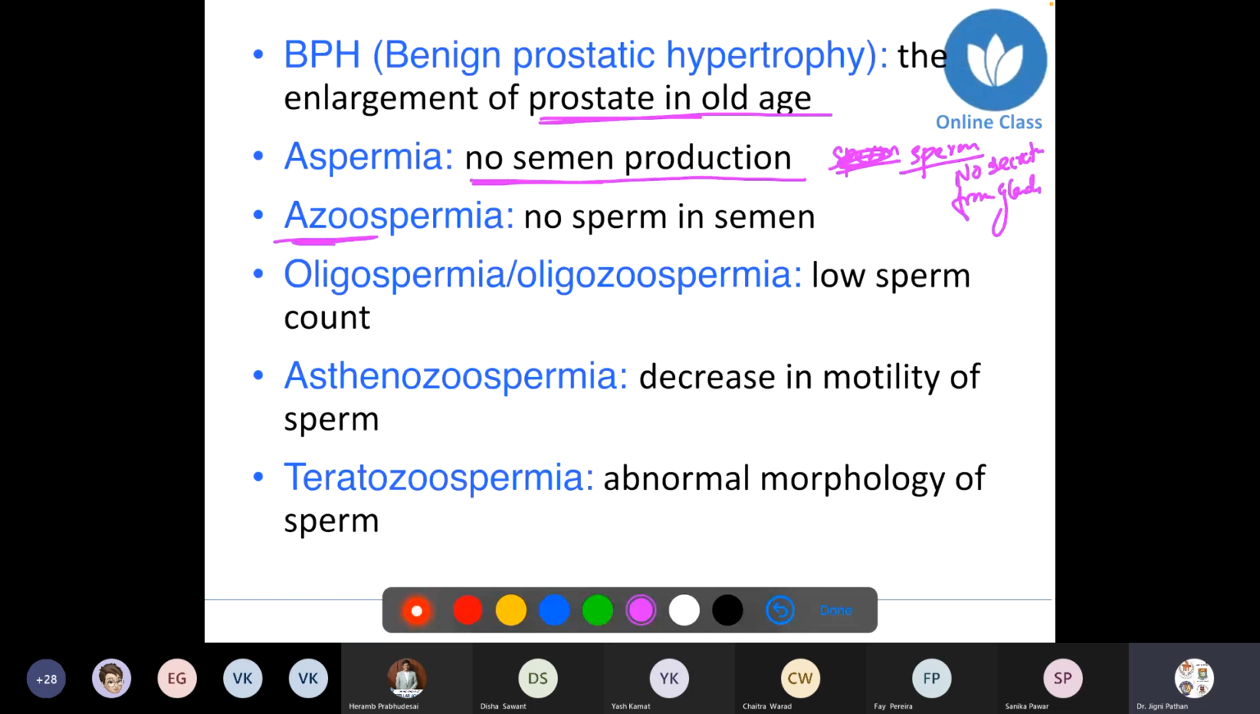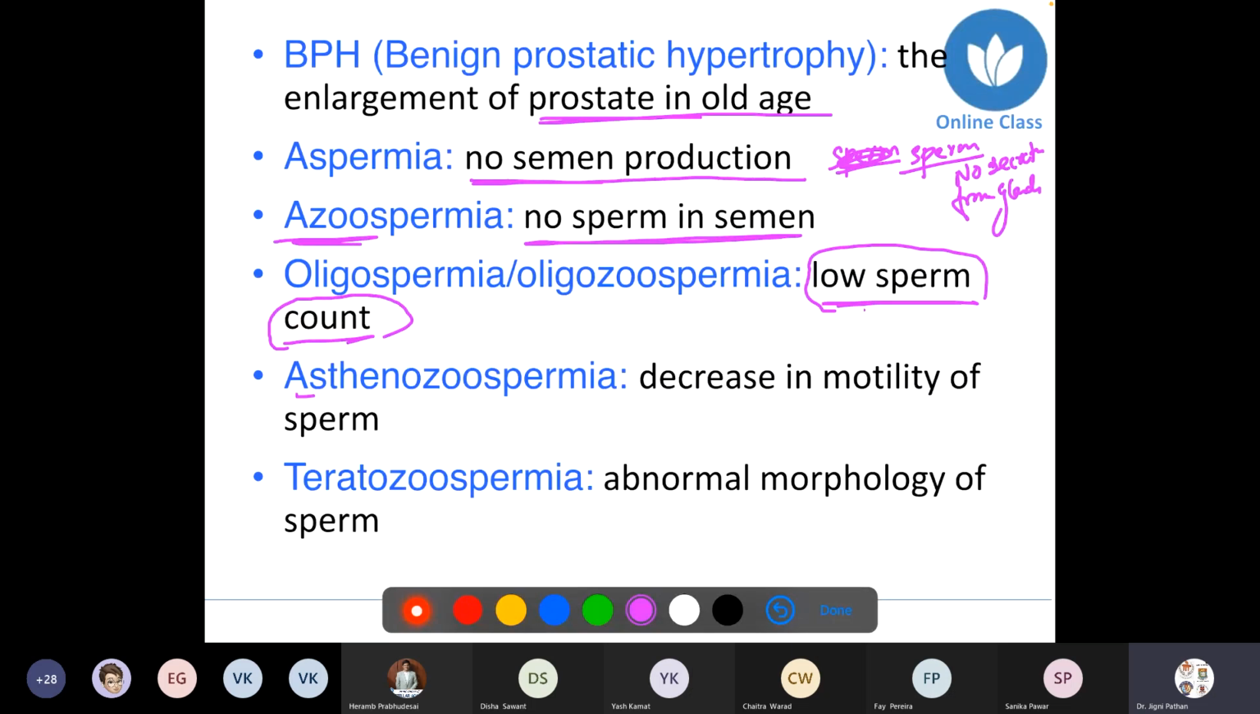Whereas azoospermia is no sperm in the semen. You have secretions from the gland, but there is no sperm in the liquid which is coming out. Oligospermia is a low sperm count. The count is very less. We have studied there should be 200 to 300 million sperm present in one ejaculation. But if the sperm count is less, then the chances of fertility, of the female getting pregnant, are less. That condition where the low sperm count is there is called oligospermia.